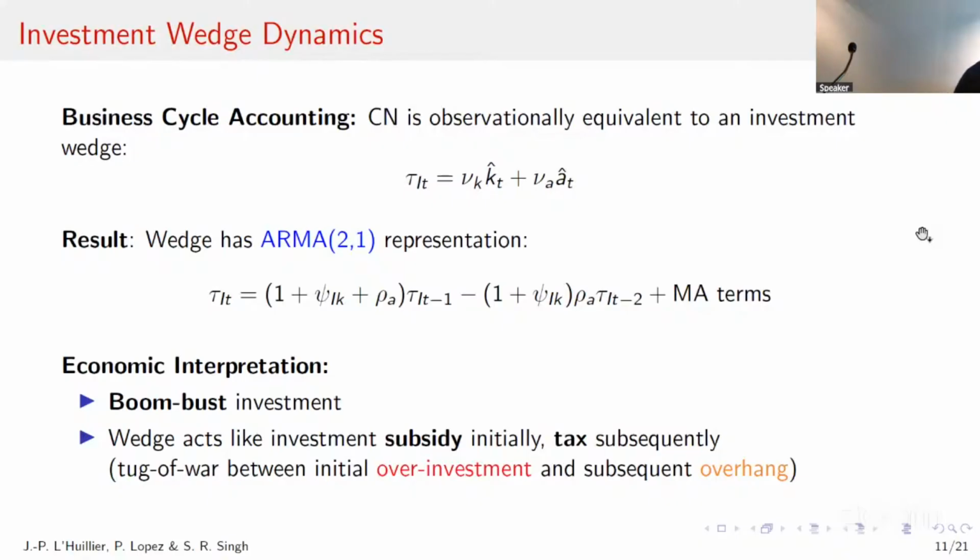Computational neglect is observationally equivalent to an investment wedge, tau IT, that depends on the state, capital, and TFP. This is to say all other wedges are zero. So computational neglect only distorts the investment equation. This shows up as only an investment wedge. What's also important, and crucial for us, is that the wedge has an ARMA 2-1 representation that you see there. The economic interpretation is that this is what gives rise to boom-bust investment. To understand what I'm trying to say, imagine that the wedge had turned out to be AR1, as in the wedges in Tarek and McGrath. Then you would not be able to have a boom-bust. Here you have a boom-bust, and it's especially clear because of this minus sign here. So that embodies this overhang effect. The wedge acts initially like an investment subsidy, and over time like an investment tax.